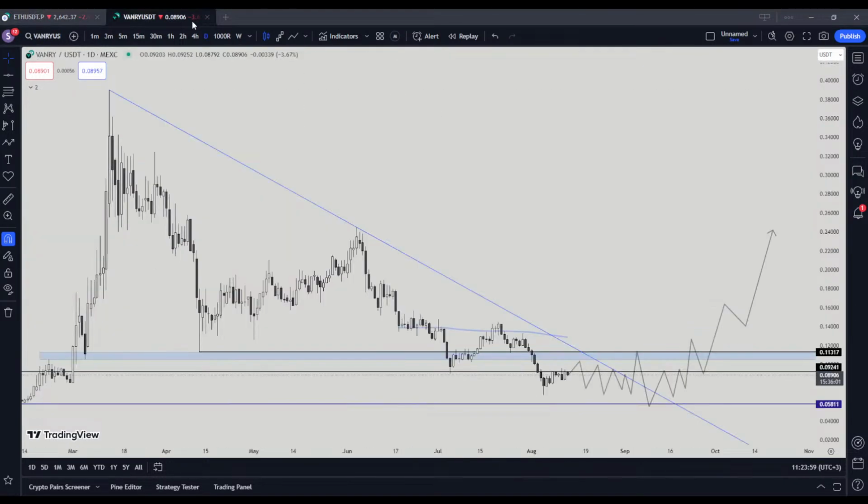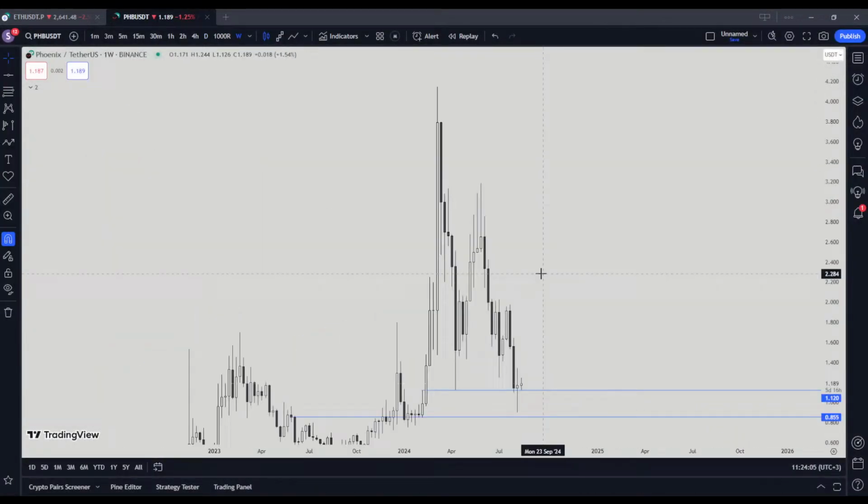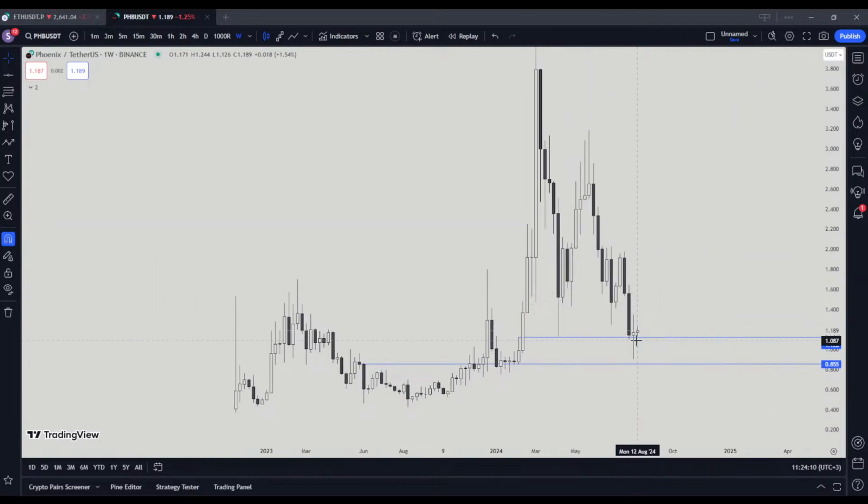Let's check PHB. Well, two coins that I really like. PHB, I was filled on the first order. You can see here, my order is filled at 1.12, and then the second order lies at 0.85 bucks.